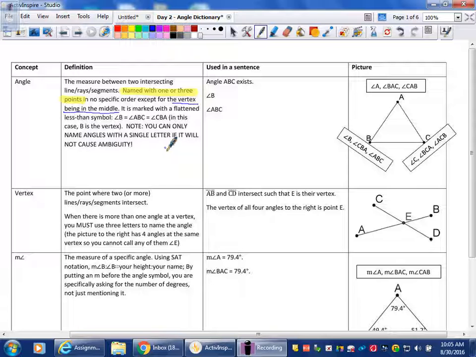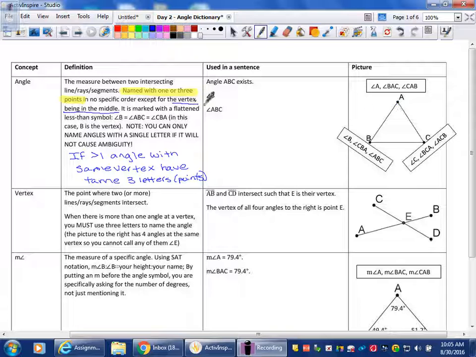Meaning, if there's more than one angle with the same vertex, you have to name it with 3 letters, aka points. Okay? And that vertex better be in the middle.